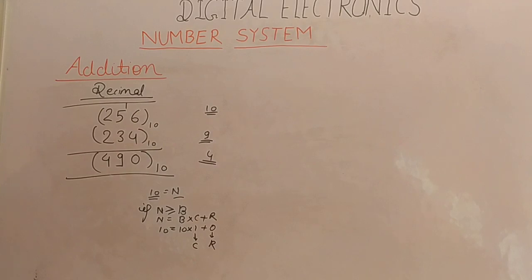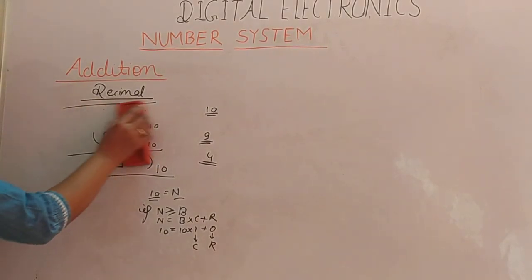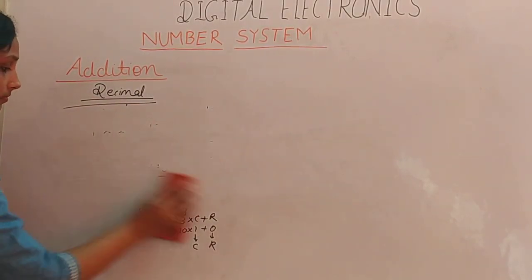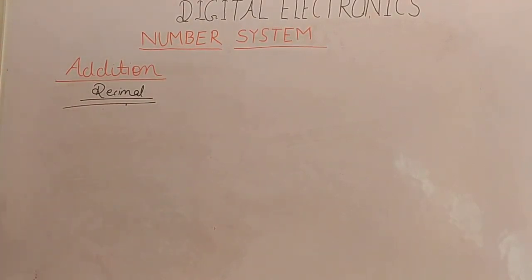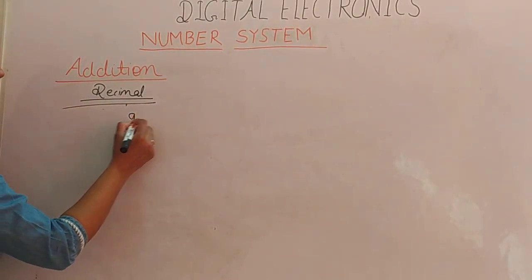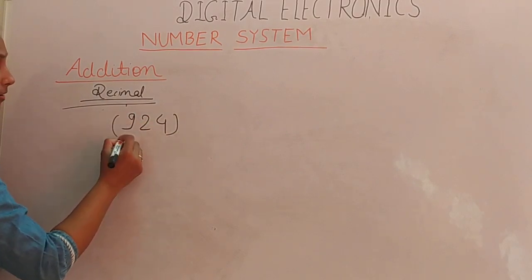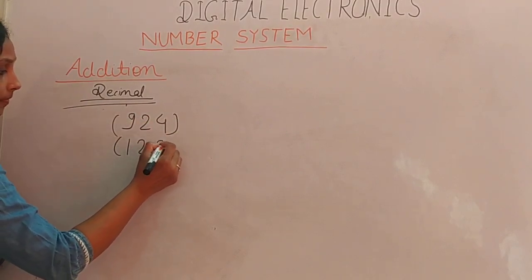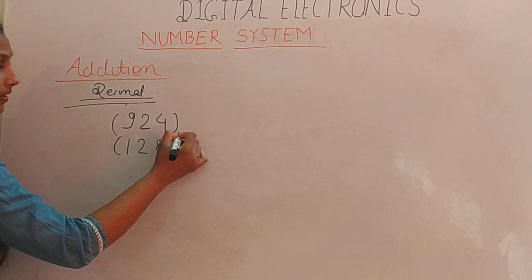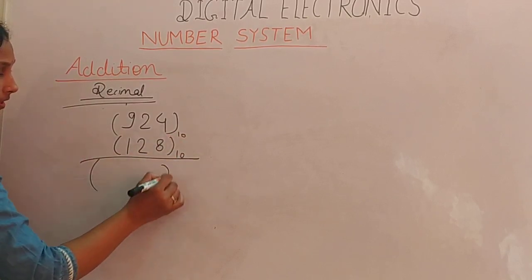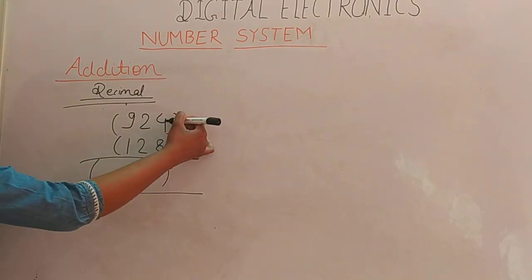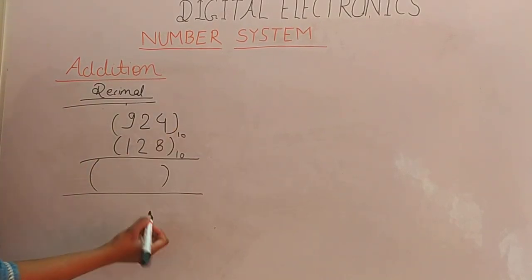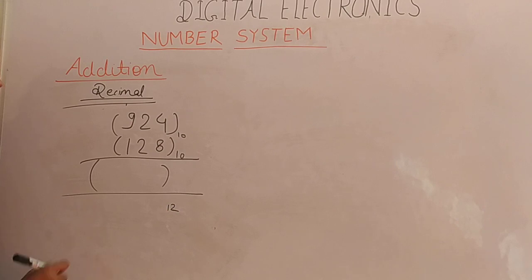After that we will take one more example of decimal. Suppose we want to add 924 and 128. Both are in decimal. So according to this procedure, first we will find 4 plus 8. 4 plus 8 is 12.